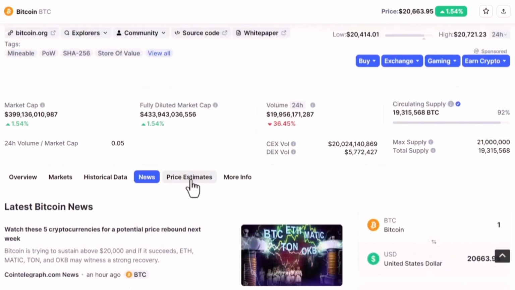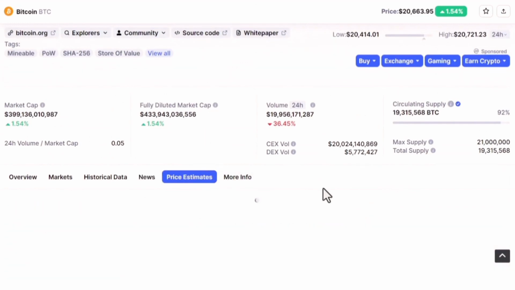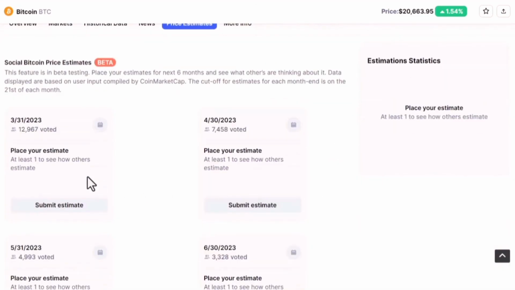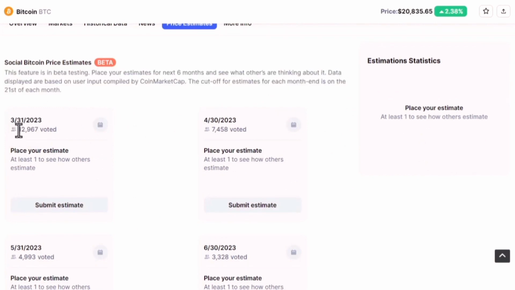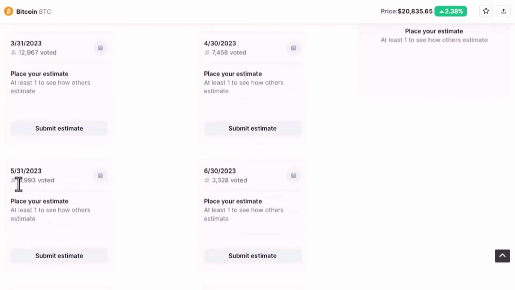Next is price estimates. In price estimates, the other traders make their estimations and put them here, and lots of people can vote on them. You can see, for example, this estimation got 12K votes. This one got 7K plus 7K plus almost 5K. So these are the predictions that people make.